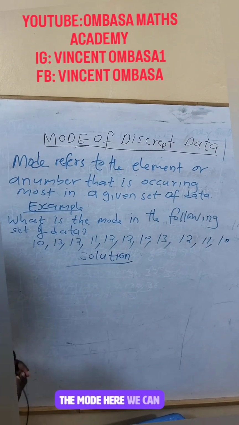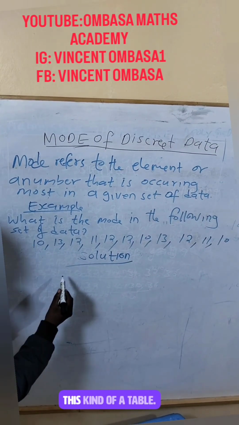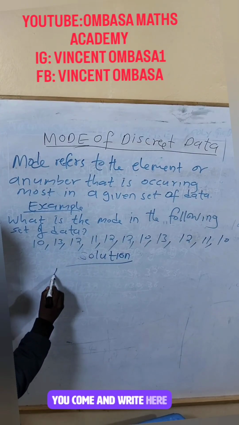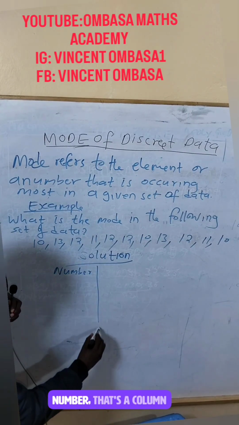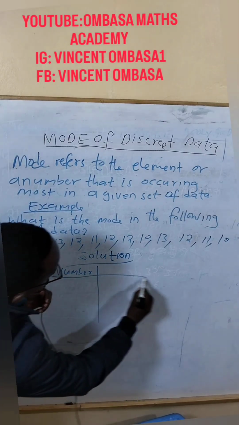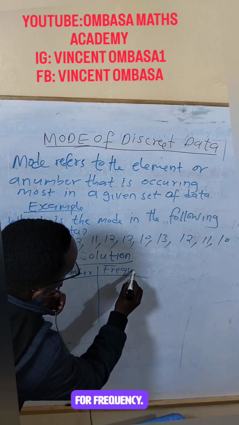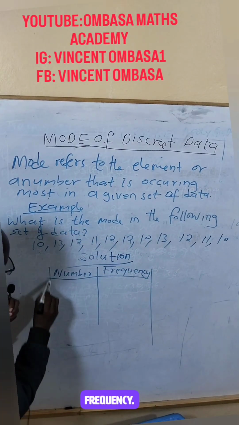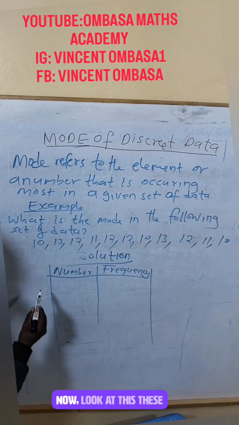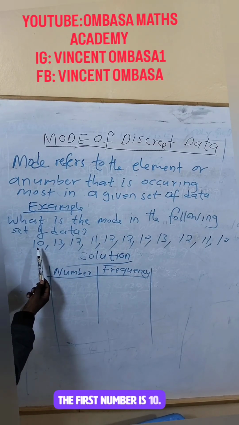The mode here, we can determine it by making this kind of a table. You come and write here number, that's a column for number. Then we have a column for frequency. This is a column for frequency. Now look at these numbers we have here. The first number is 10.